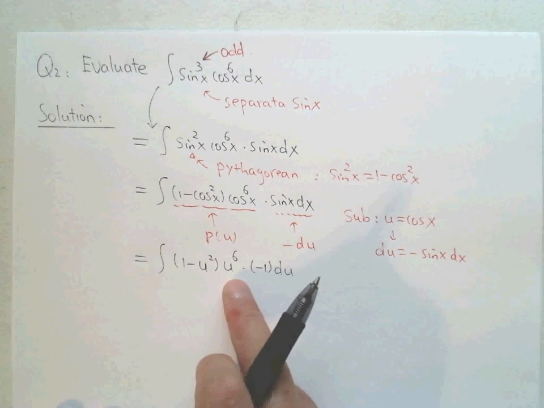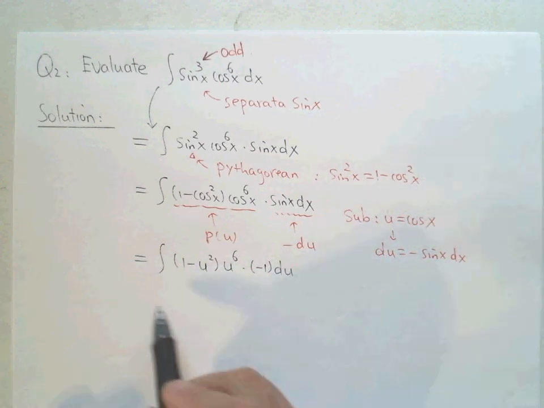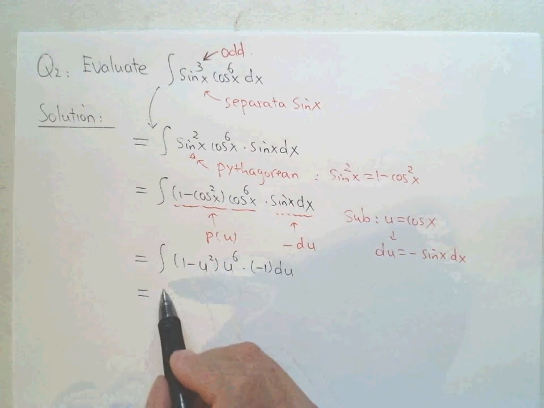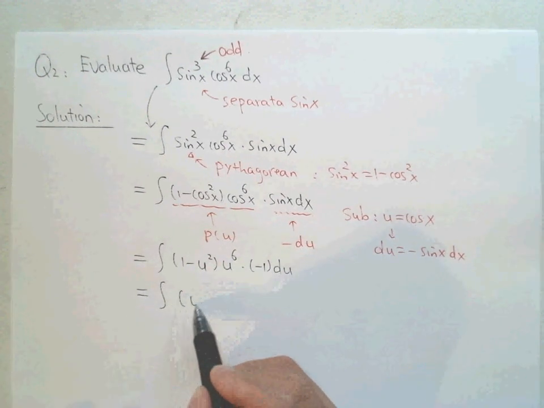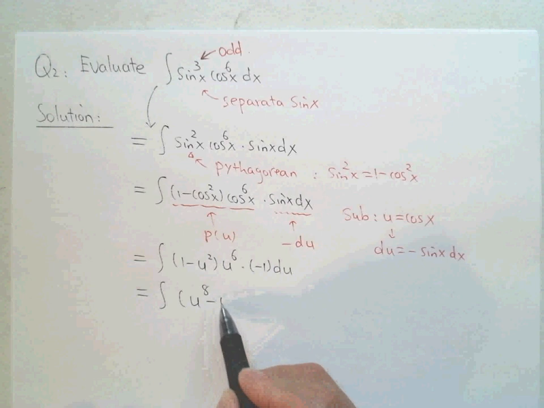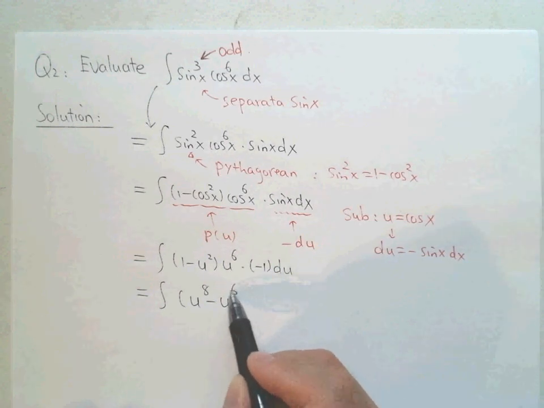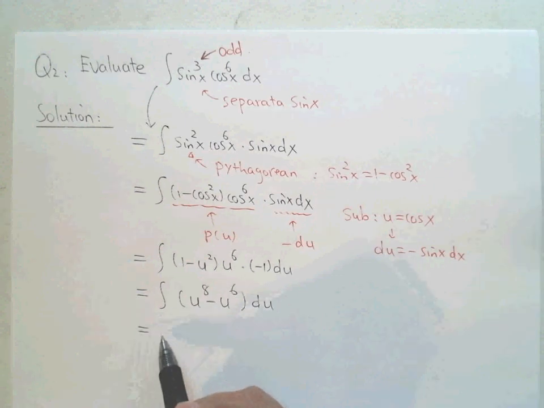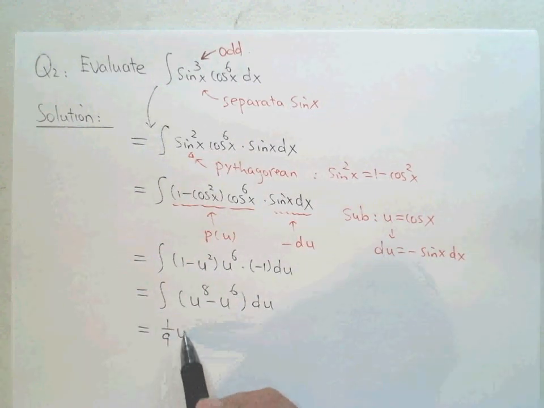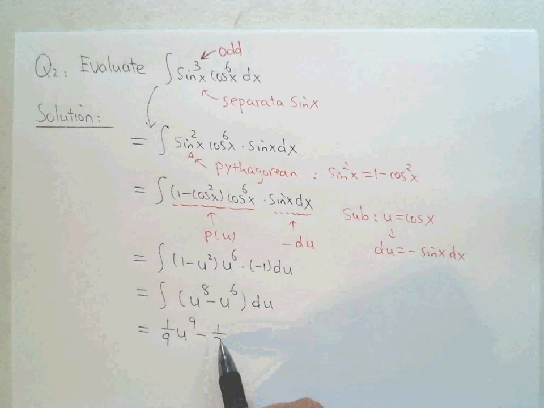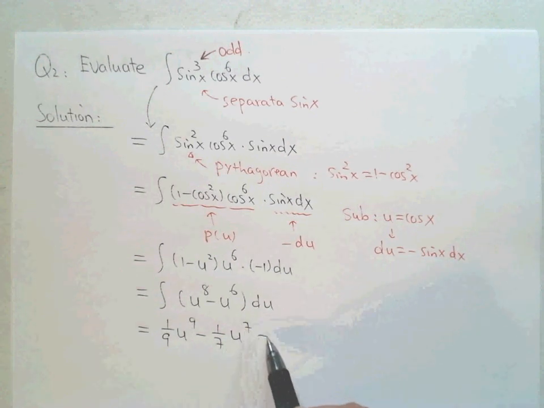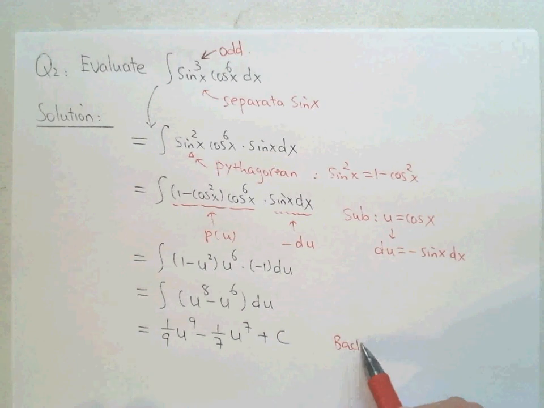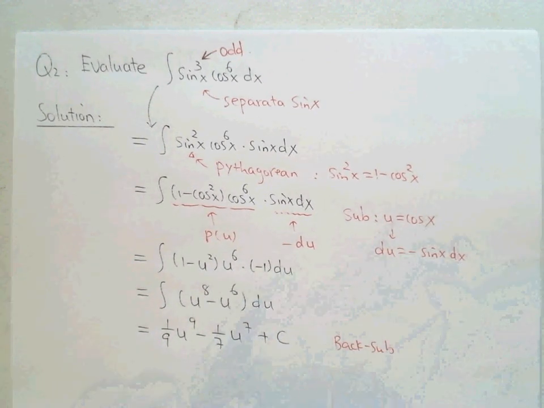This looks better. So now look at the integrand, it is a polynomial. If you expand, distribute, what do we get? We get u raised to the 8th power minus u raised to the 6th power, and the du. See, that's how easy. Okay, and what is the antiderivative? The power plus 1: 1/9 u to the 9th minus 1/7 u raised to the 7th. Don't miss plus c. Also don't miss back substitute.